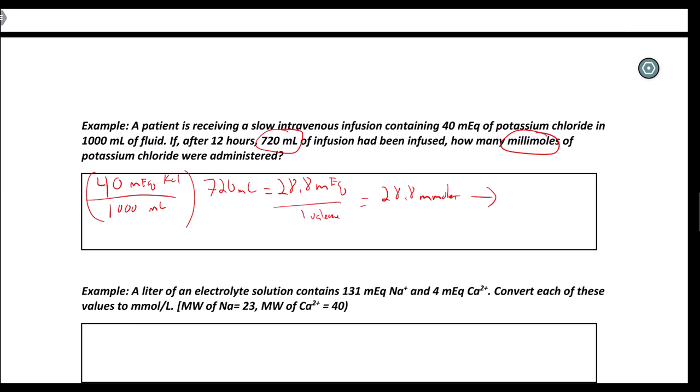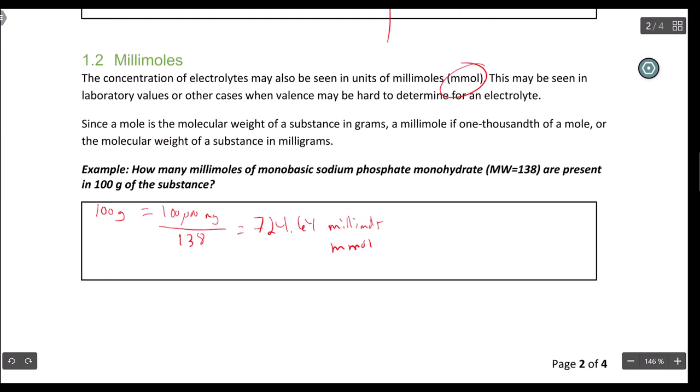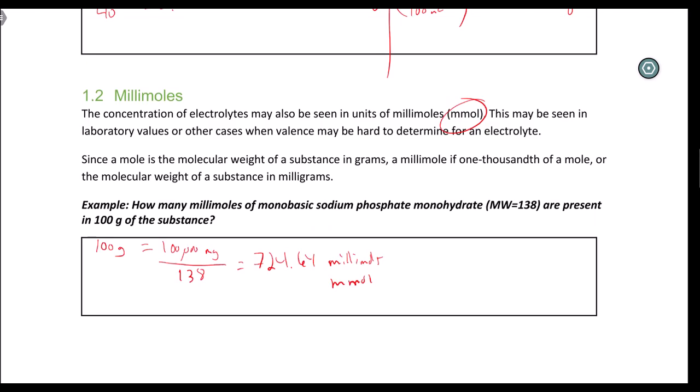I'm sorry, I'm reading that even wrong. It is the number of millimoles. That's our answer. Even easier. All right. So that was for millimoles. I apologize. I'm looking at milliosmoles instead of millimoles. So that was even easier. Okay. Now let's go to the next one.